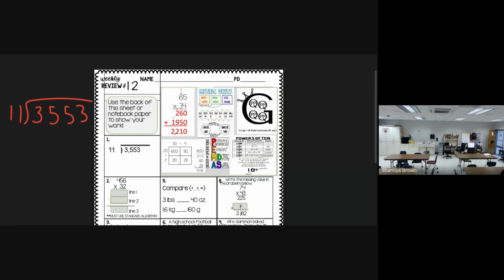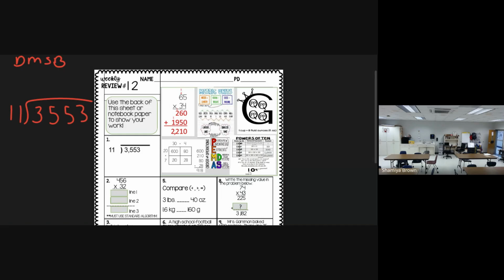Okay, so I'm going to do my steps to division. I'm going to write that up here just so you can see. It's divide, multiply, subtract, and bring down. So first I'm going to divide. I'm going to divide this number on the inside by the number on the outside. So I'm going to break down each number, do each one of them, so you'll see what I mean.